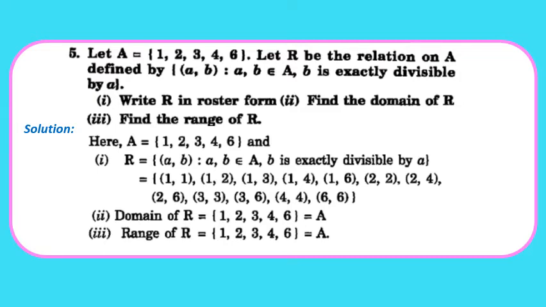Now domain will be the set of first elements. So domain of the relation is the set {1, 2, 3, 4, 6}, which is our set A, and range is the set of the second elements. So range will be again {1, 2, 3, 4, 6}, which is the given set A. Clear? So pause and note down the solution.